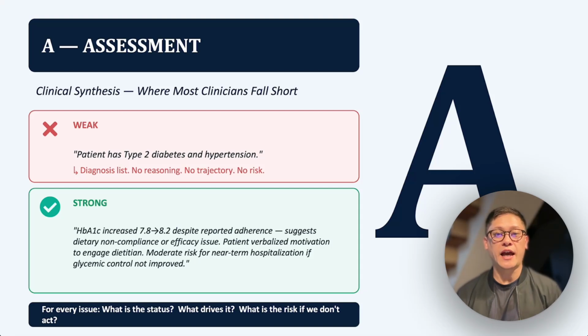Picture this. An authorization reviewer receives 30 case management notes to evaluate in a single afternoon. They spend an average of 90 seconds per note. Your assessment section is the single biggest factor in whether they approve or deny. That 90 seconds is worth protecting.